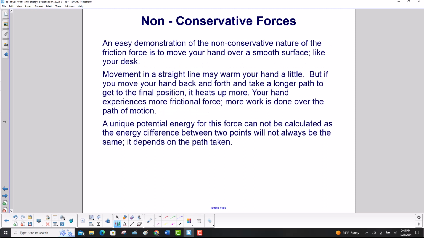An easy demonstration of the non-conservative nature of the friction force is to move your hand over a smooth surface, like your desk. Movement in a straight line may warm your hand a little, but if you move your hand back and forth and take a longer path to get to the final position, it heats up more. Your hand experiences more frictional force. More work is done over the path of motion. A unique potential energy for this force cannot be calculated, as the energy difference between 2 points will not always be the same. It depends on the path taken.